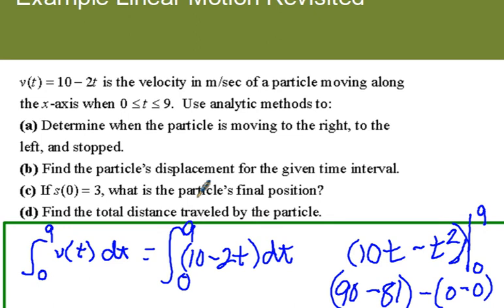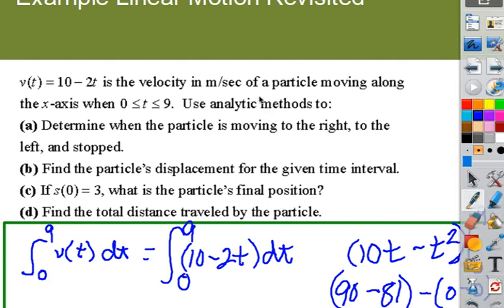This means that the particle moved 9 meters over that time period. And which direction did it move? Well, because it came out to a positive number, it moved 9 meters to the right in that time period. They're going to want to know that.